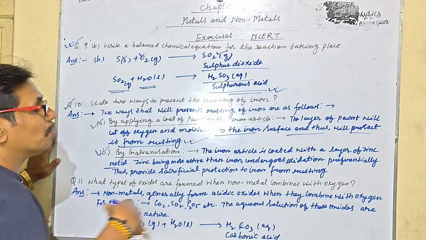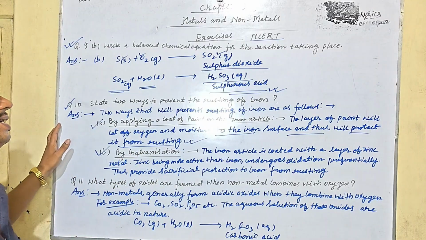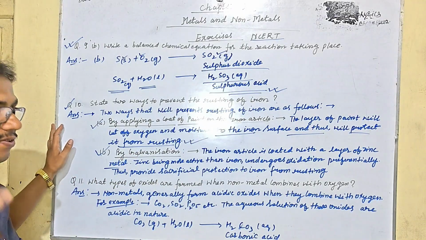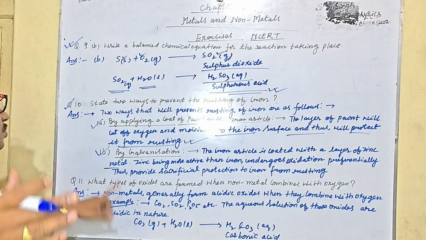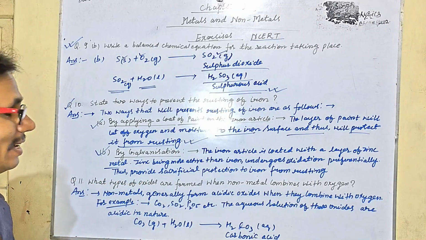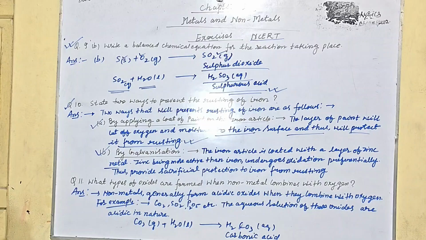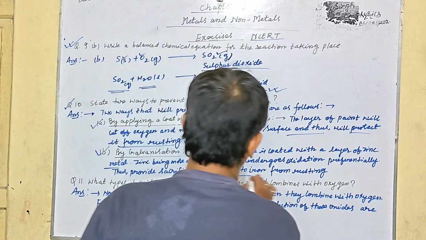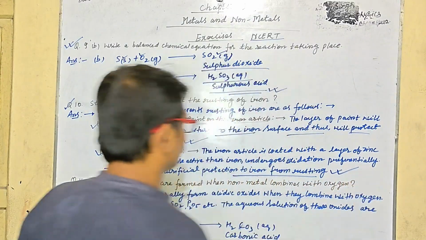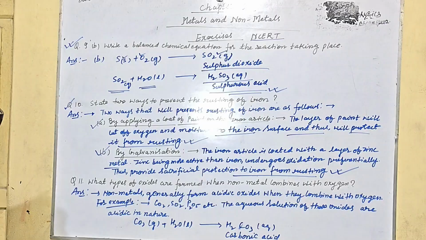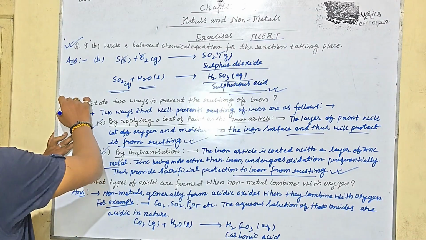So zinc, being a more active metal than iron, undergoes oxidation preferentially. Thus it provides sacrificial protection to iron from rusting. So zinc gives sacrificial protection to iron from rusting. So this is all about question number 10.